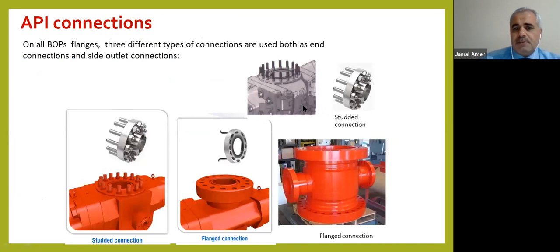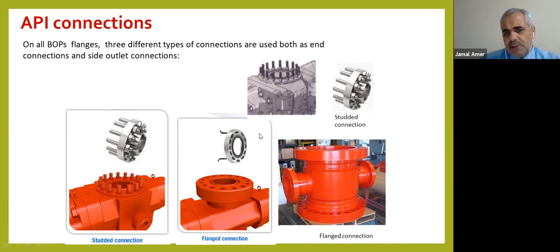The connections between Christmas trees, valves, and tubing head should be API connections. We have 3 types. Either what we call studded, we see this studded connection. We see here the flanged connection. We see this flange. A flange will come and be put here with gaskets. So a gasket will be for all. And we have this clamp one also, clamped connection.